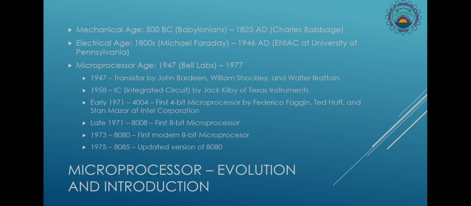The advanced, improved version of that 8-bit processor was introduced in the year 1973, and the name of that microprocessor was 8080. That was also 8-bit. The last 8-bit microprocessor was introduced in 1975, and the name of that processor was 8085.